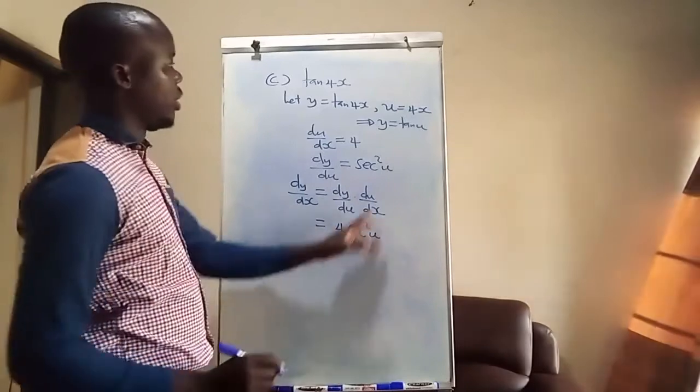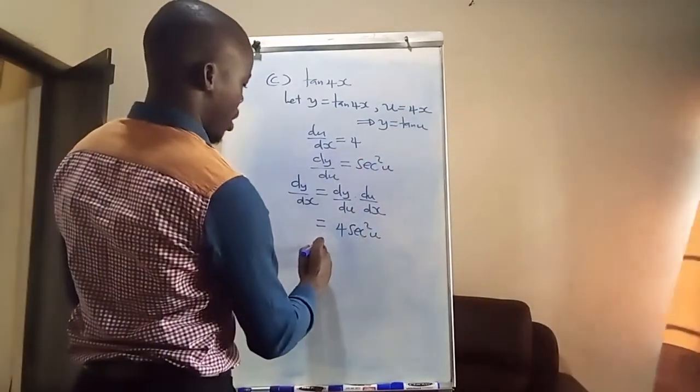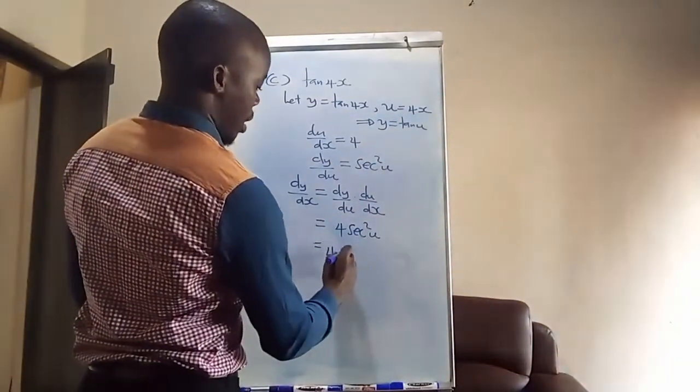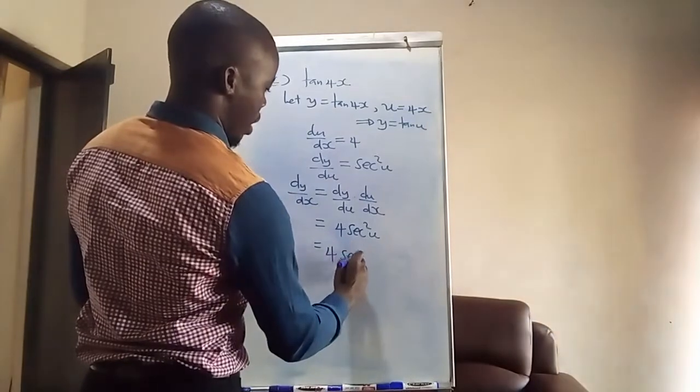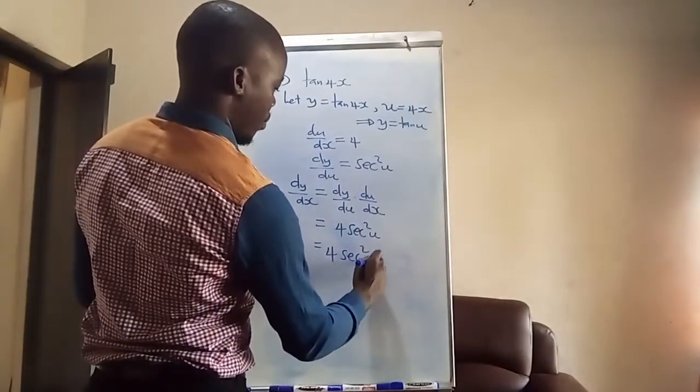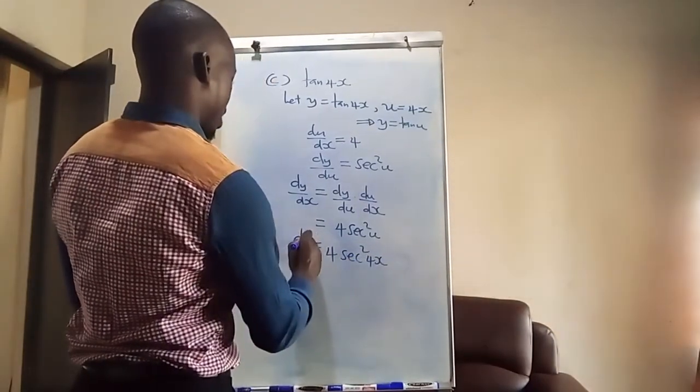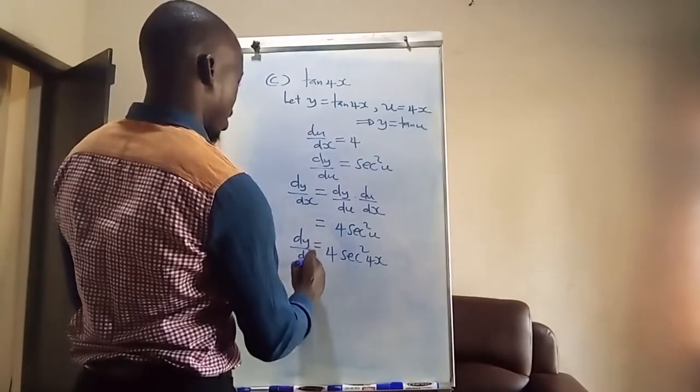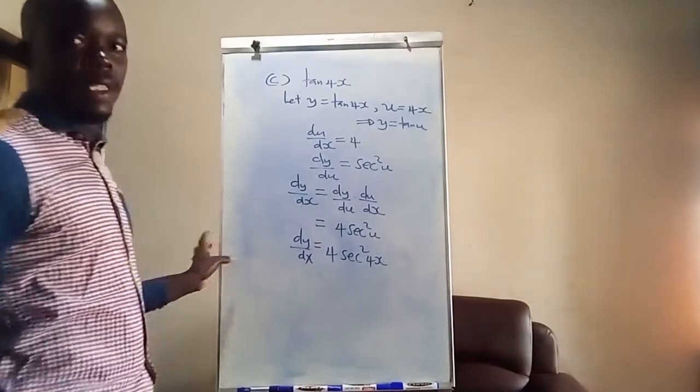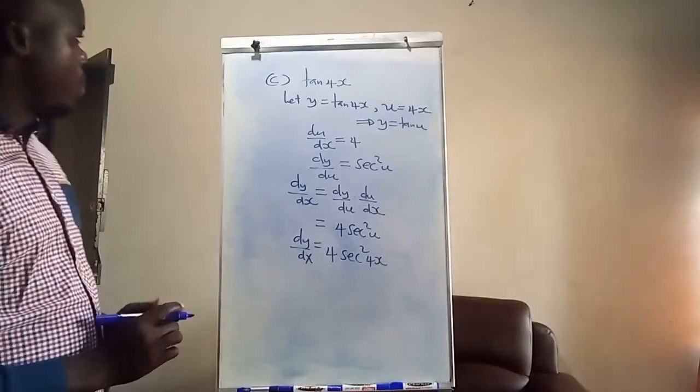But remember, u is 4x, meaning now we shall have 4 sec squared of 4x, and that becomes our dy dx. As simple as that. Next is going to be part D.